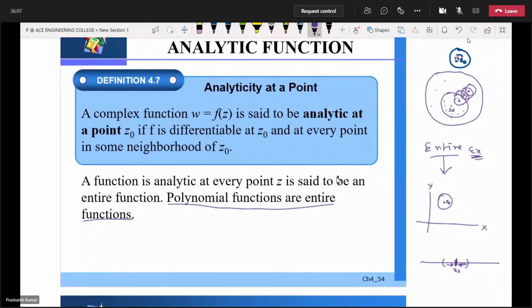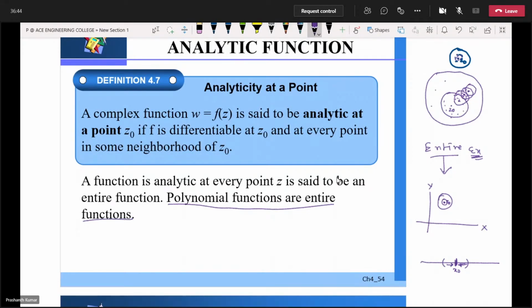At this point only the differentiability. But when we say analytic, here the limit is not an interval but an open ball we have taken, so z naught, and at every point in some neighborhood of z naught. I am not saying the total neighborhood, just some neighborhood of this point. I am taking some neighborhood, not the whole one. At that point the function is differentiable.